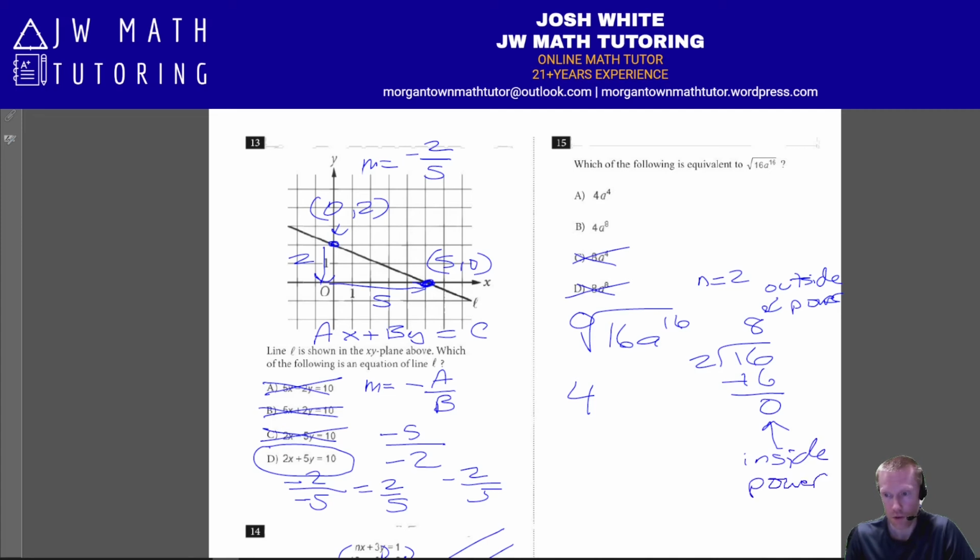So for this one, 2 goes into 16 8 times. That means outside we're going to have a to the 8th power. The remainder is 0. That means there are no a's left inside. Okay, so the final answer for this one is just going to be letter B, 4a to the 8th.